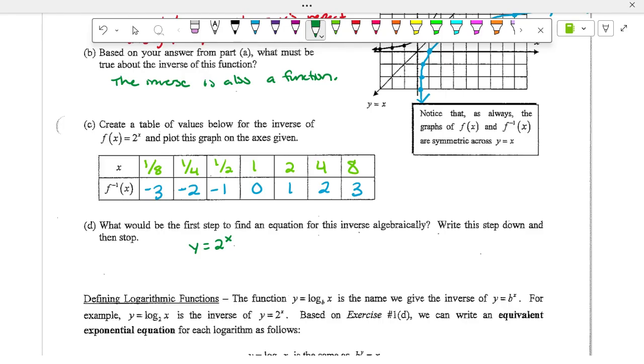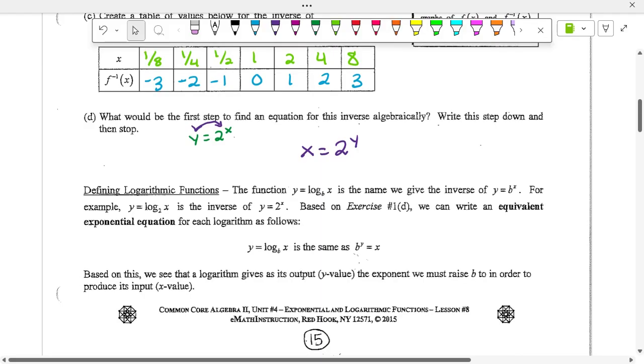So this is a review from Unit 1. Whenever we're solving for the inverse function from its original, what's always the very first step? We have to switch x and y. So the very first step is that we make this x is equal to 2 to the y power. And that's all we're going to do for that step. Because once we do this, that's when we got to start knowing some stuff about logs. As of right now, we can't solve for y just yet until we know some things about logs.